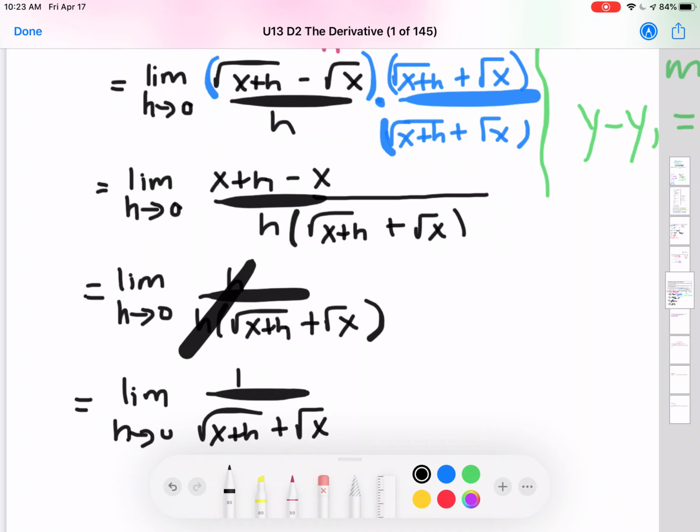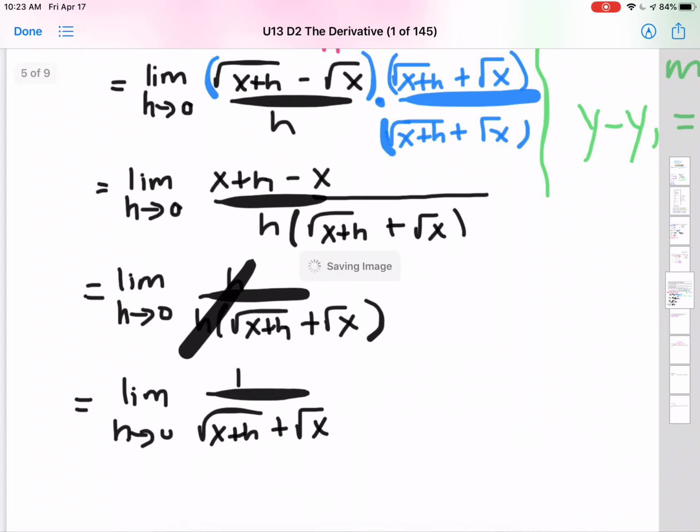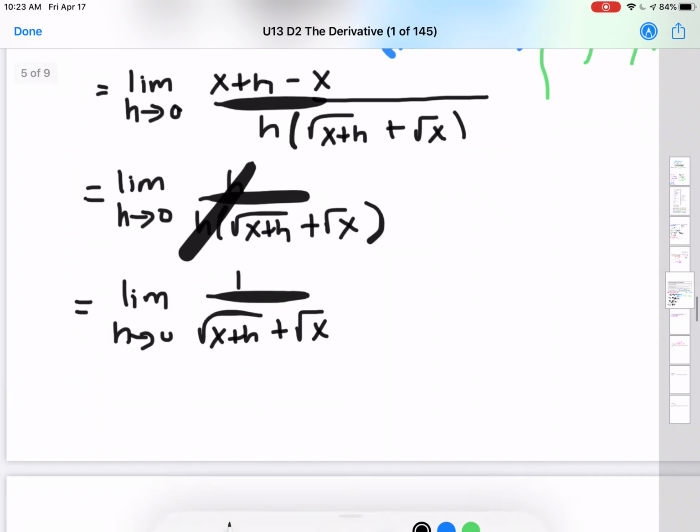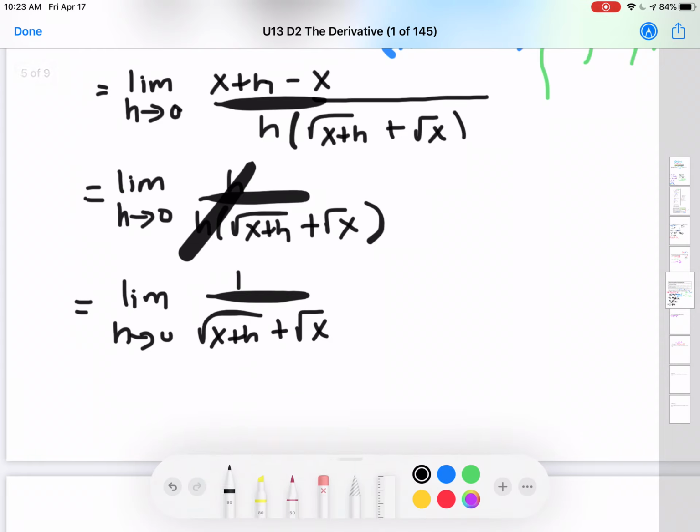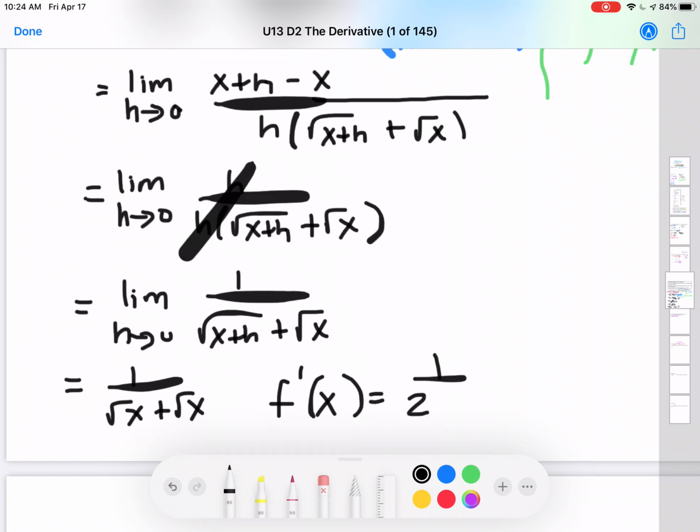So now if we just sub in 0, okay, if we plug in 0, we're left with 1 over rad x plus rad x. So we're left with 1 over 2 rad x. Okay, so that's our slope machine. This is what's going to allow us to find the slope of a tangent line at any given x value.